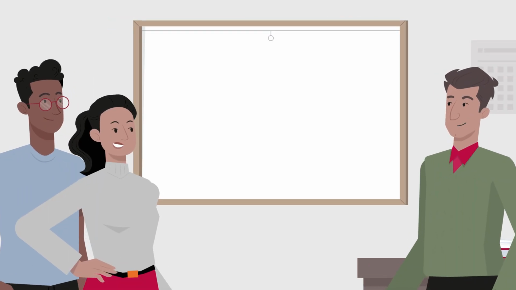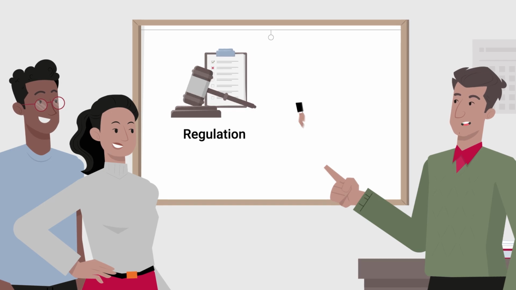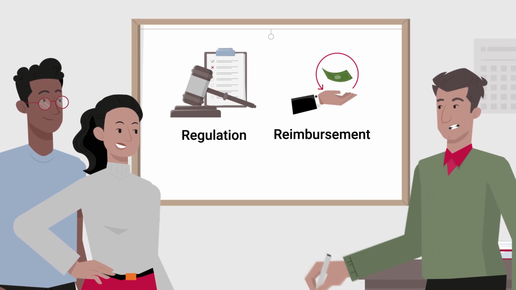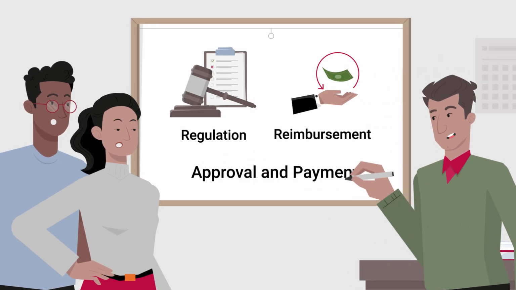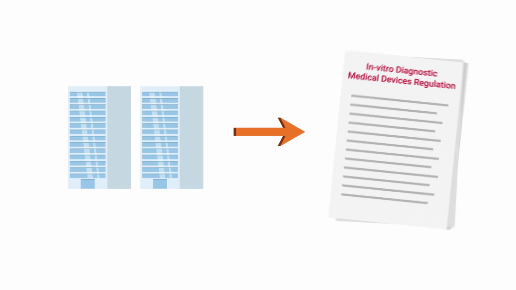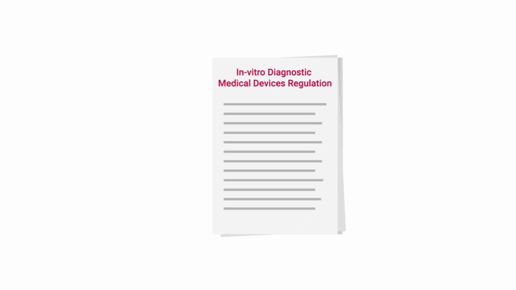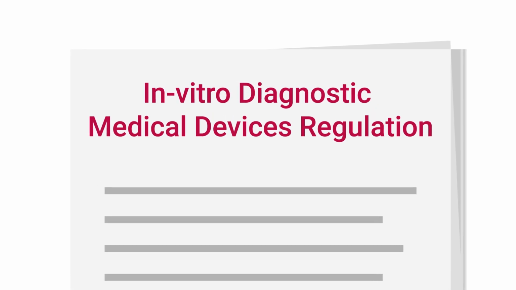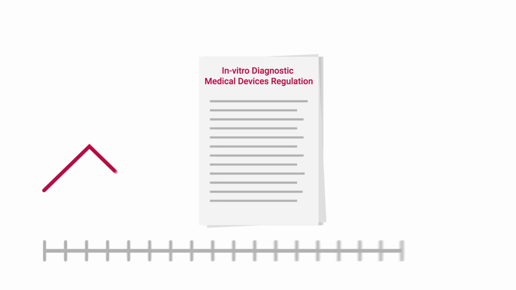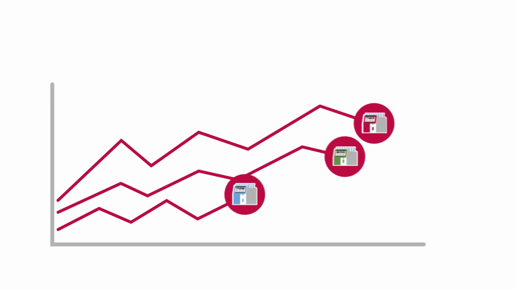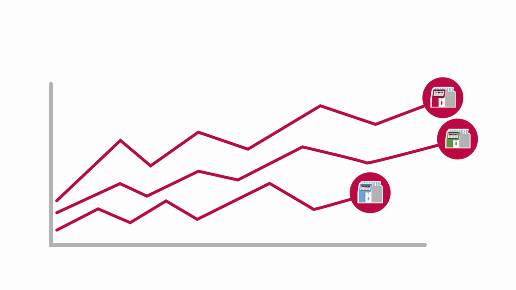In life sciences, market success is inseparable from regulation and reimbursement. Understanding the pathway to approval and payment is part of your market analysis. Identify the relevant regulatory frameworks issued by regulatory authorities such as FDA and EMA. For example, the In Vitro Diagnostic Medical Devices Regulation, IVDR, and estimate their impact on timelines and cost. Study how similar products are reimbursed. This knowledge determines how fast and profitably you can enter the market.